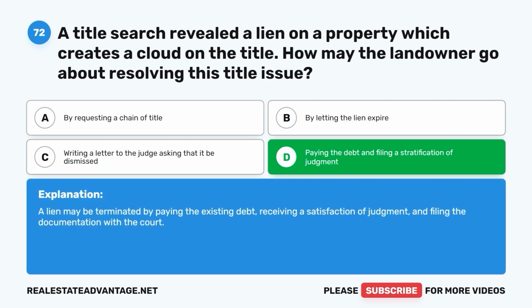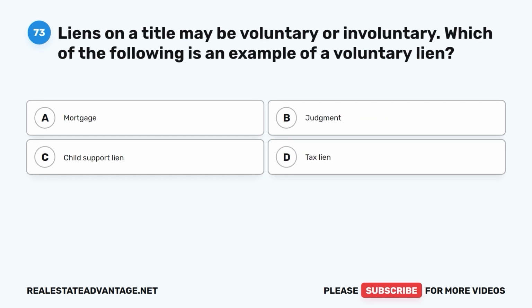A lien may be terminated by paying the existing debt, receiving a satisfaction of judgment, and filing the documentation with the court. Question 73. Liens on a title may be voluntary or involuntary.